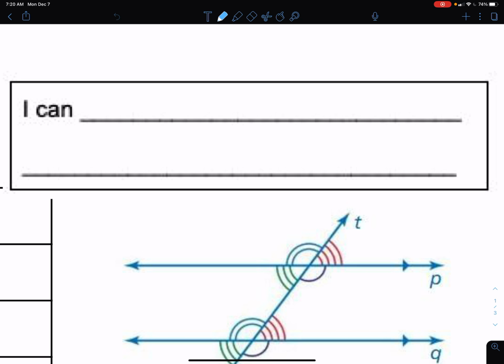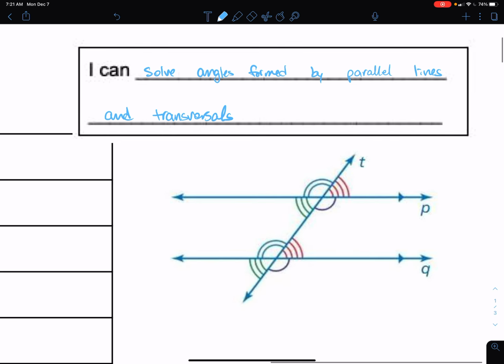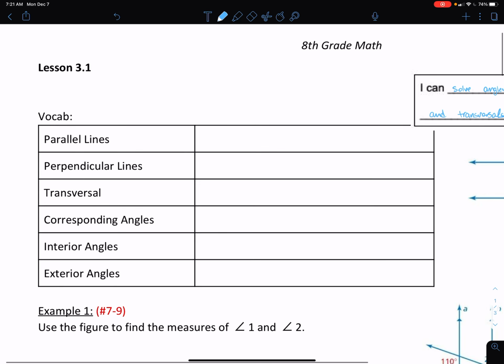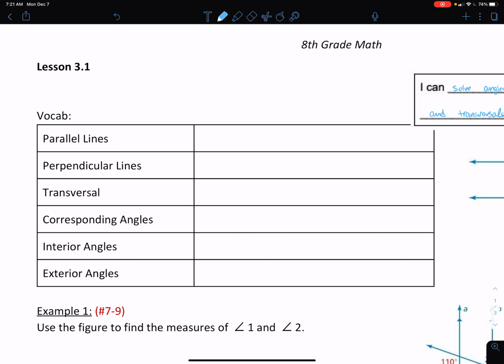So I can solve angles formed by parallel lines and transversals. Okay, so what does all of this mean? Well, we have to do vocab, right? So a couple things here.